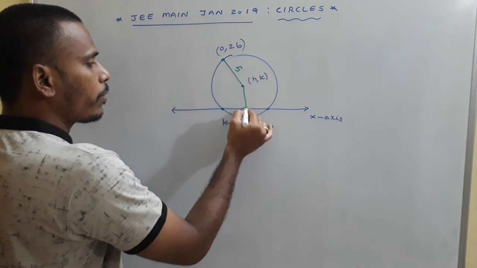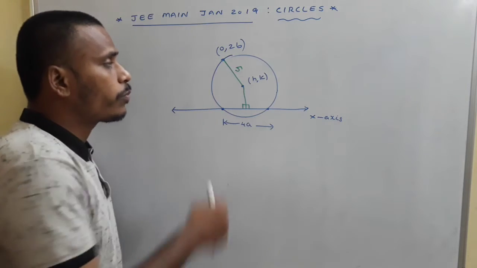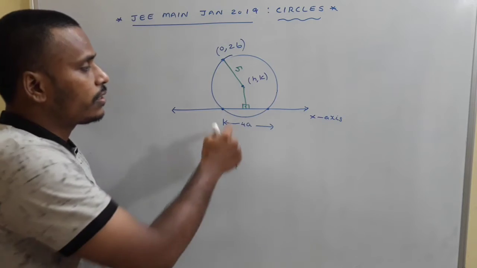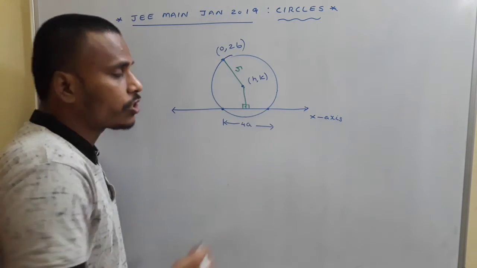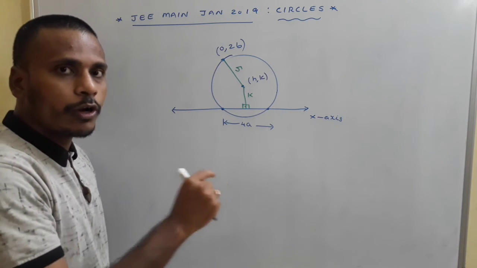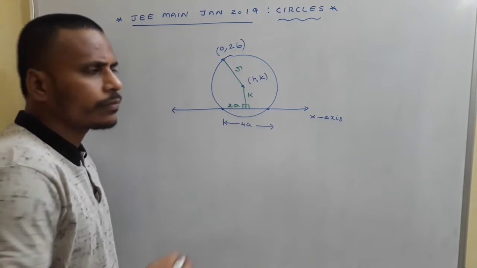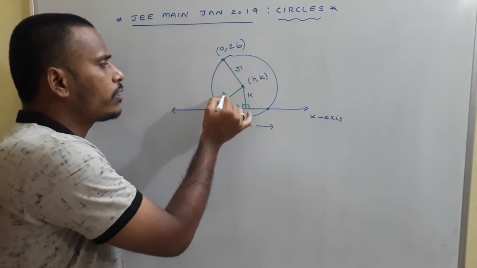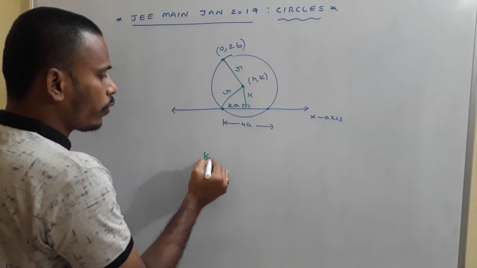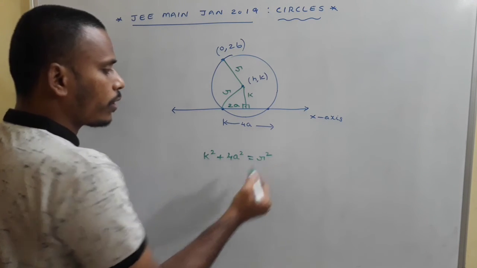If you sketch a perpendicular here, since this is x-axis and this point is h, k, this is again k. Vertical distance is the distance from the point to the x-axis. And since it is given 4a, this part is 2a. Also if you join these two, that is the radius. So now we have a relation here: k square plus 4a square is equal to r square.